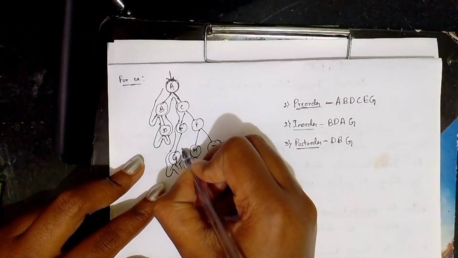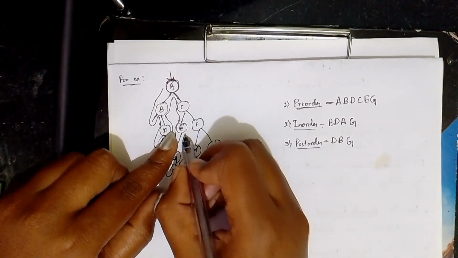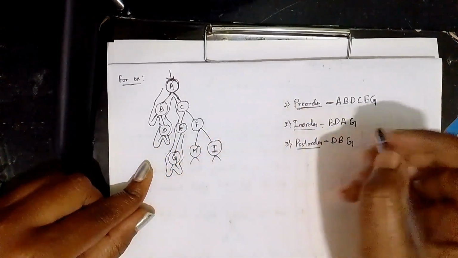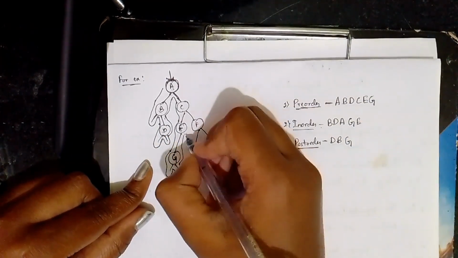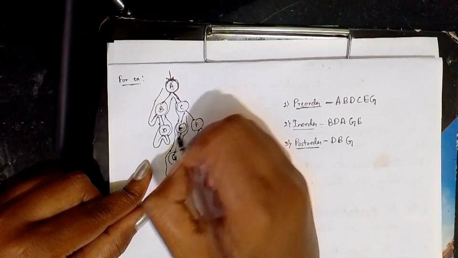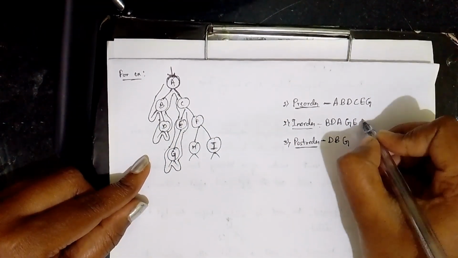Moving forward, here we are visiting E. This is the second time we are visiting E towards C, so we have to write it in order. Here we are visiting C for the second time, so we have to write this in order.